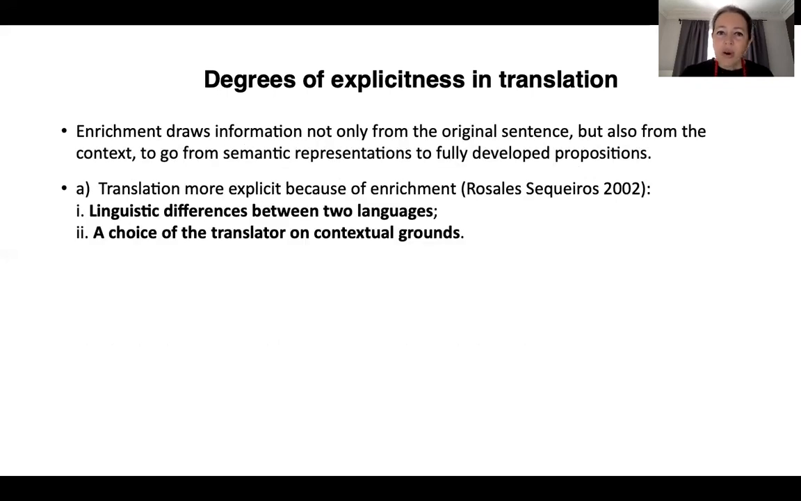So enrichment draws information not only from the original sentence, but also from the context to go from semantic representation to fully developed propositions. And translation can be more explicit because of enrichment, in both its narrowing and broadening form, because of linguistic differences between two languages, but also because of a choice of the translator on contextual grounds.